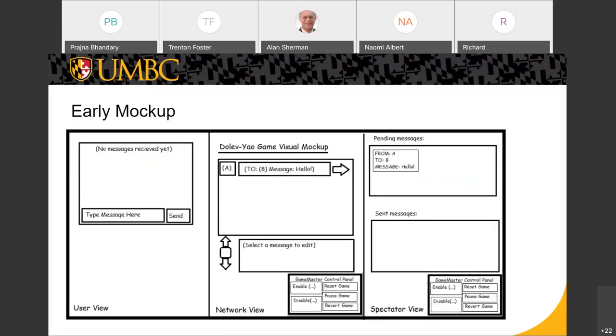Here was an early mock-up of what we used to have for our views. You'll see the user view is a lot less intuitive. All it has is typing a message. There's no guidance, there's no backlogs. The network view gave you a very simple view of to and from. The main thing that you'll see here that wasn't present is the Game Master Control Panel. That's something that's still in the works, letting you control the game flow, whether that's pausing, reverting, resetting, as well as enabling and possibly even disabling those features that we've been talking about, like encryption.